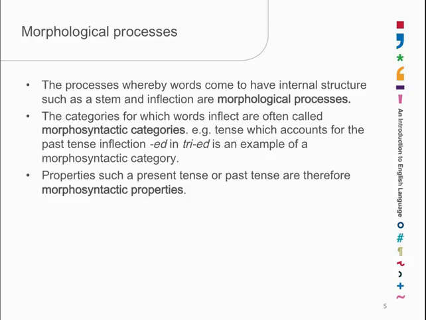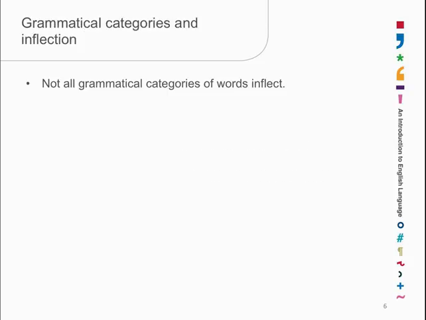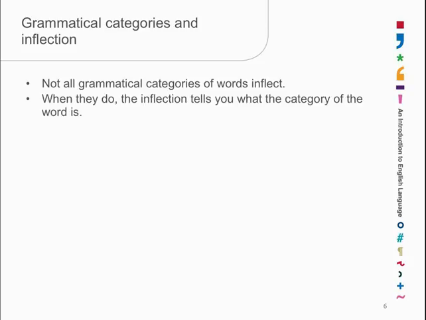Well, it turns out that not all grammatical categories of words inflect. In other words, it's not a foolproof measure. Some grammatical categories inflect for things like tense, others don't. But the nice thing is that it is a positive test. When a word inflects for a particular category, then you can establish what category the word is. So, for example, if a word takes a past tense, if you can add a past tense to it, then it's a verb. If you can add a plural to a word, then it's a noun.